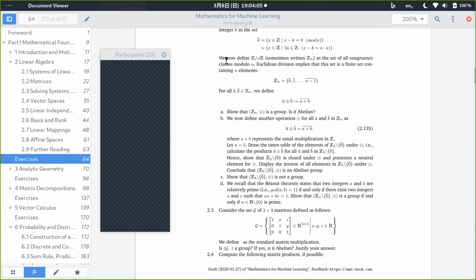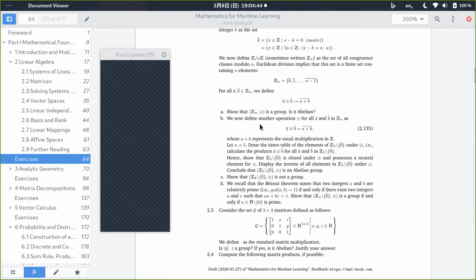And then we now define Z divided by nZ, and this is a question. So what does this mean, Z divided by nZ? Sometimes written as Z subscript n, as the set of all congruence classes modulo n. And so, okay, what does that mean at all? And then Euclidean division implies that this set is a finite set containing n elements. These are the elements. And then for all elements from this set of congruence classes, we define an addition on them, and we need to show that this is a group.